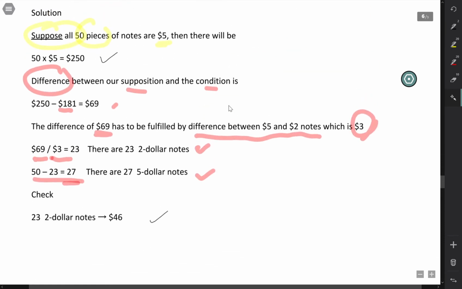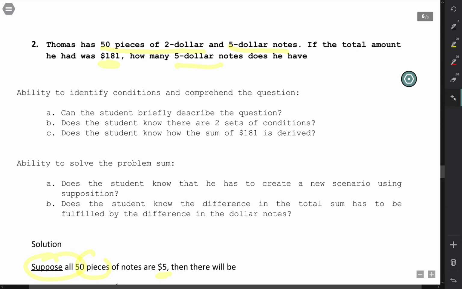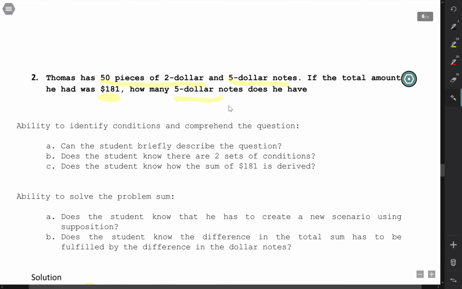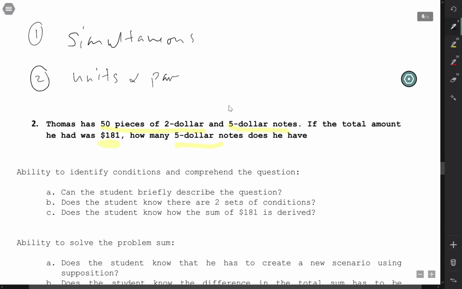Now just a note for you. This type of question, there are actually several methods for you to solve. Now which are the other methods? One, of course, is you can use simultaneous equation. So some students are taught this, right? Another additional method is known as units and parts. Now units and parts, it's something that is taught as well, right? Which is actually the same as simultaneous. And of course the last one is guess and check.